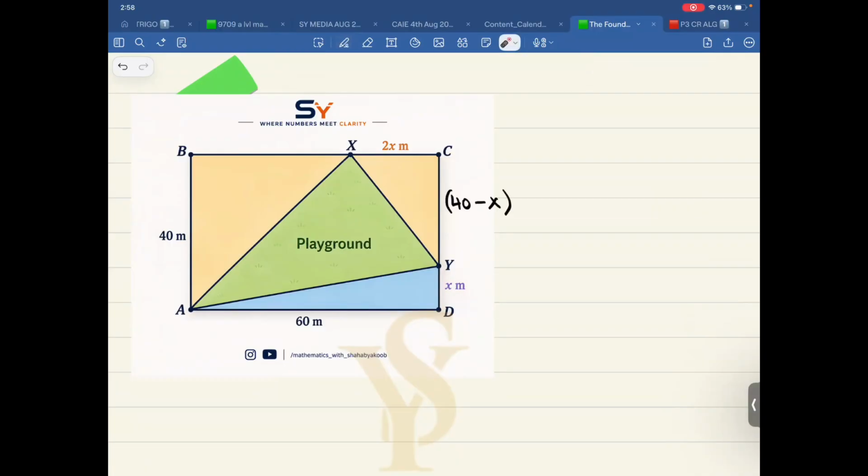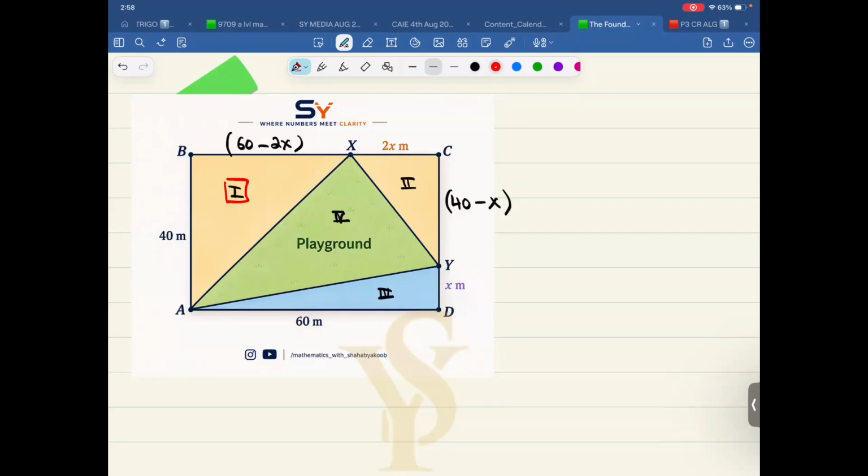Similarly, if this is 60, therefore this is also 60. This is 2x. So how much is BX? That is 60 minus 2x. That is the second thing. So this is triangle 1, this is triangle 2, this is triangle 3, this is triangle 4, and there is a rectangle. So let me first work out each one.